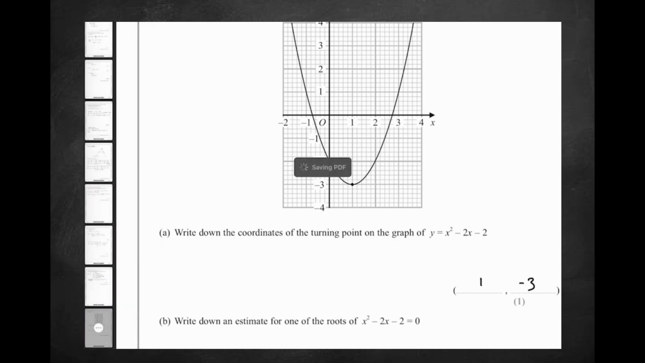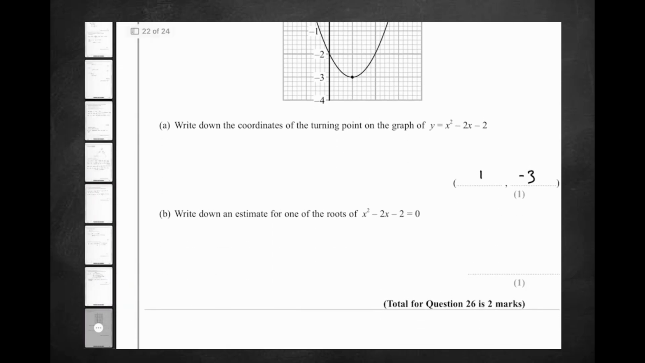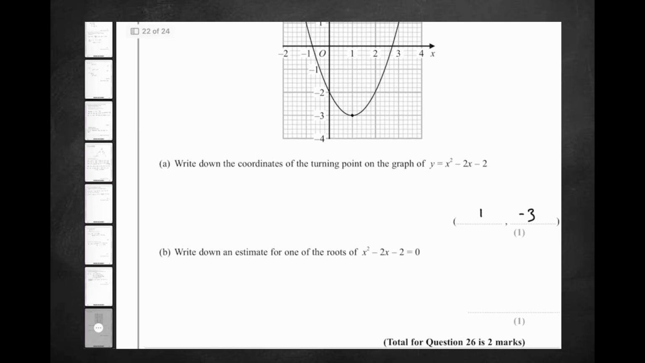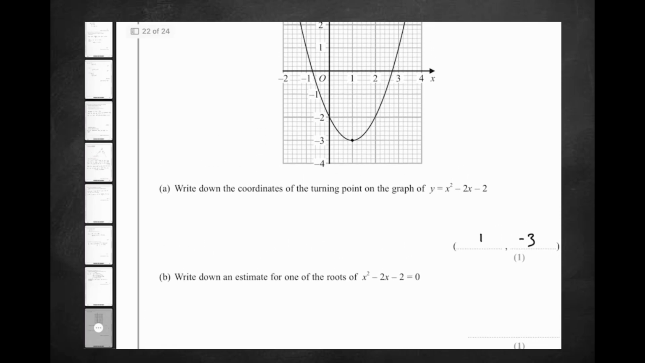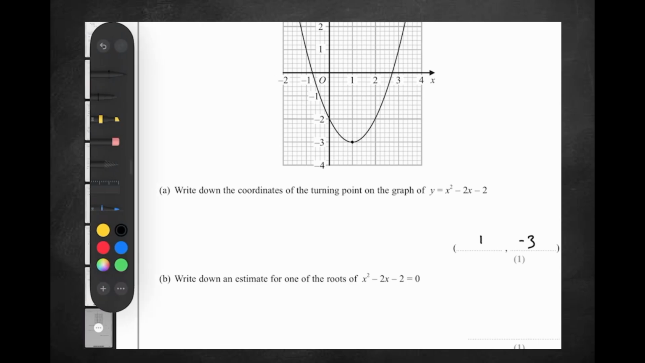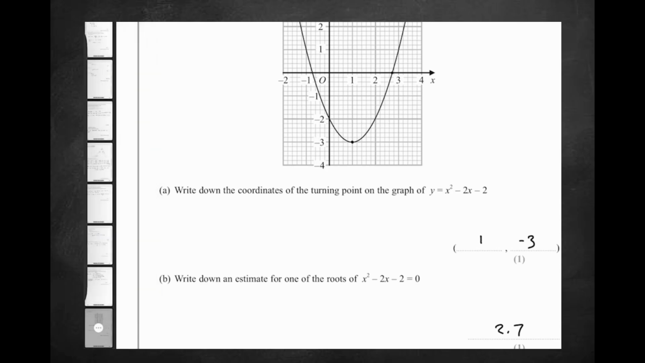And part B, write down an estimate for one of the roots of x squared minus 2x minus 2 equals 0. Just one of the roots, so we might as well take the positive one then. So it's where the graph crosses the x-axis. Each square is going to be 0.2, as it's 5 squares per number. And that is going to be 1, 2, 3, 3.5 squares. So we're going to go for 2.7 as our answer.